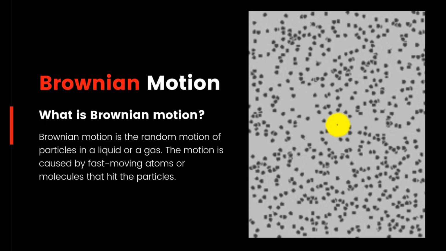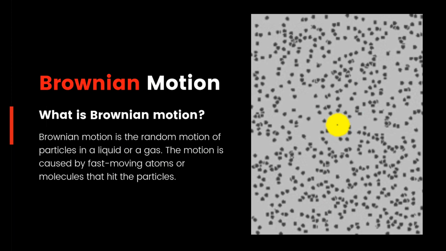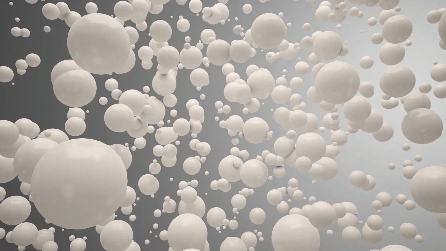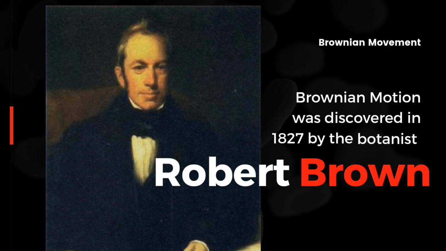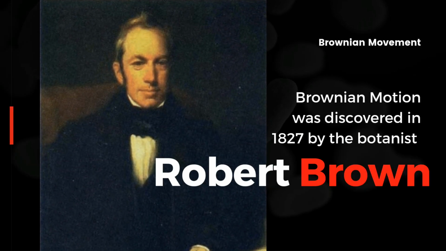Brownian motion is the random motion of particles in a liquid or a gas. The motion is caused by fast-moving atoms or molecules that hit the particles. Brownian motion was discovered in 1827 by the botanist Robert Brown.